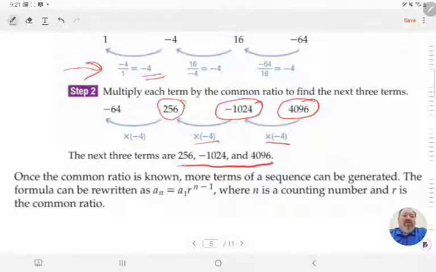Once the common ratio is known, more terms of the sequence can be generated. The formula can be written as a subscript n equals a subscript 1 times r to the n minus 1 power, where n is a counting number and r is the common ratio.